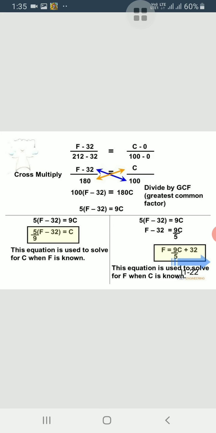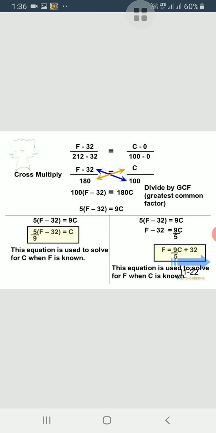You get 100 into F minus 32 equals 180 into C. Now we will cancel the 0 from both sides, left and right, and we are left with 10 and 18. Now we will divide by the greatest common factor, and that is 2. 2 5s are 10, 2 9s are 18, and we get 5 into F minus 32 equals 9C. From here we have to obtain the relation between the two scales, and now we will divide it in two stages.